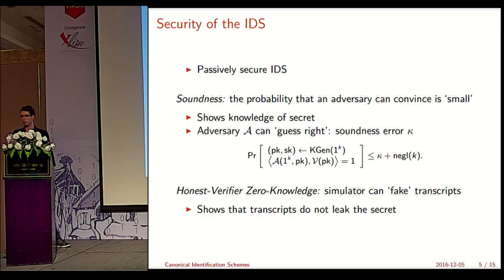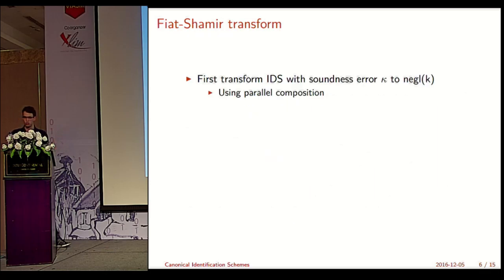If you go from the bottom up, this is a convincing way to show that your secret is not actually leaking. So for soundness, there is some chance that the adversary can guess right. We define this with the soundness error kappa. This should be small enough so that it is negligible to some extent. But for one round of the IDS, this would typically be like a half or two thirds, something along those lines. But we'll come back to that.